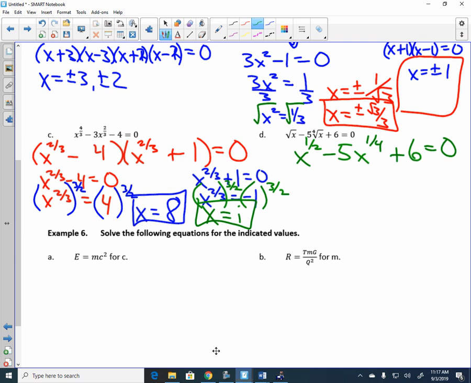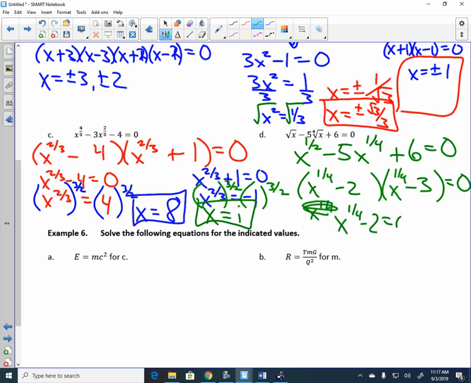Okay, so I'm going to have x to the 1/4 times x to the 1/4, because 1/4 plus 1/4 is a half. Well, there are two numbers that multiply to positive 6 by adding to -5. Good. So x to the 1/4 minus 2 is equal to 0. So x to the 1/4 is equal to 2.